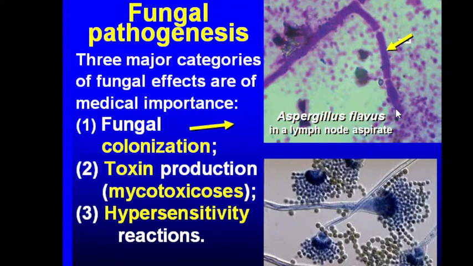The second group is the ability to produce exotoxins and release them into the substrate. The diseases usually caused by these fungi are called mycotoxicoses. So this is intoxication with fungal exotoxins.